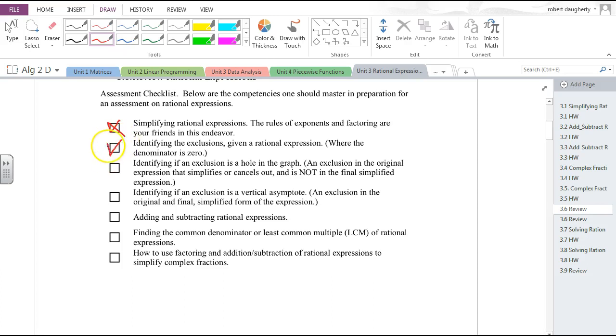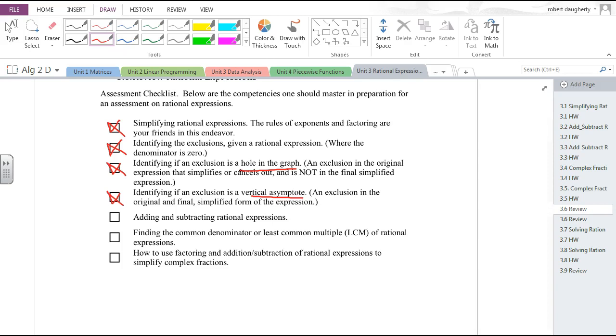Identifying the exclusions. The big thing is to look and see where the denominator is 0. That's my exclusion because you cannot divide by 0. And then the exclusion is going to take two different flavors. If the exclusion remains in your final answer after you've simplified, then that is a vertical asymptote at that point. If in the course of simplifying that exclusion gets removed, we will say that that is a hole in the graph. We'll do more with this in subsequent math classes, but that's just what we're introducing here for the time being.